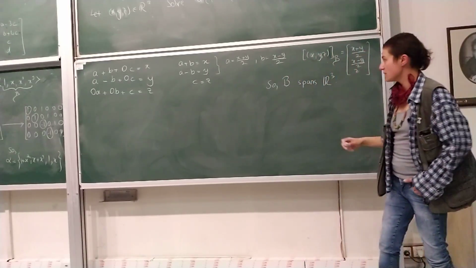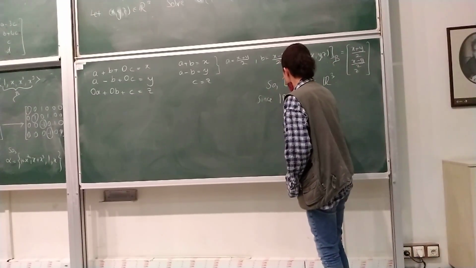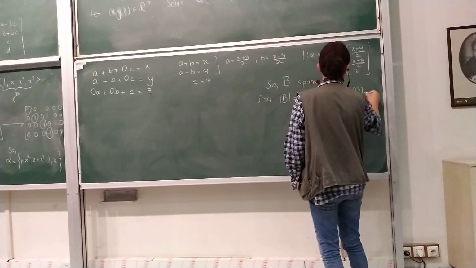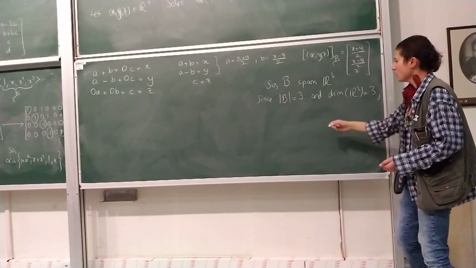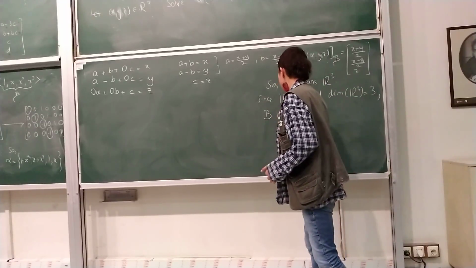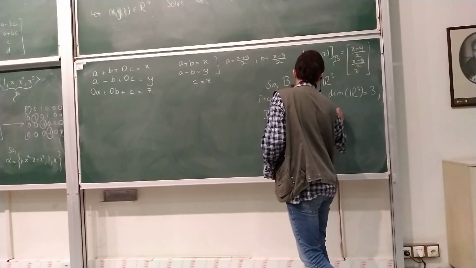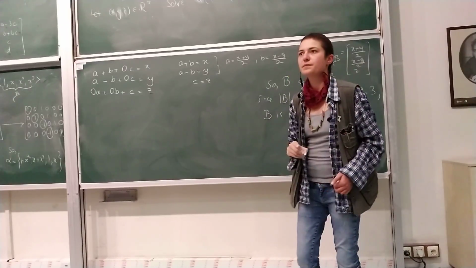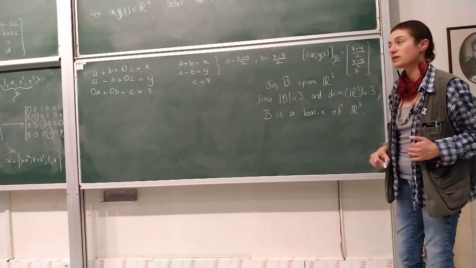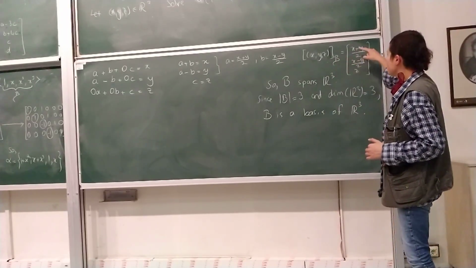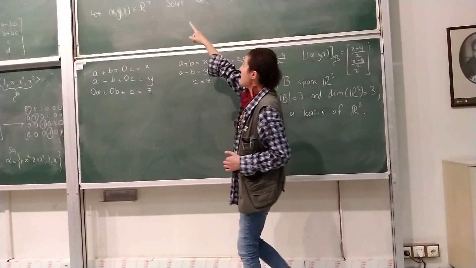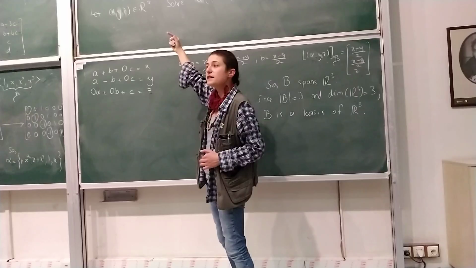Spanning is not enough. Since B has 3 elements and the dimension of R cubed is 3, or you could say the number of elements in B equals the dimension of R3, B is a basis of R3. And you can tell me the coordinates of 1, 0, 0, for example, now. The coordinates of 1, 0, 0 under B is 1 over 2, 1 over 2, 0. Right? So if you add beta 1 and beta 2 and take half of it, you get the vector 1, 0, 0.